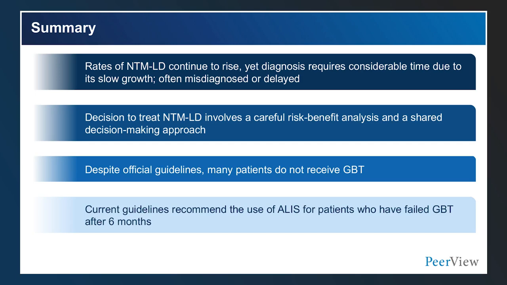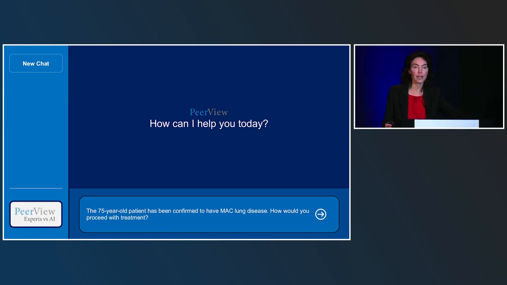Despite official guidelines, many patients don't receive guideline-based therapy, and they receive many therapies that may actually increase the risk for developing resistance, especially with azithromycin, which is the backbone of treatment and can portend a worse prognosis if they do have resistance. And then finally, current guidelines do recommend the addition of ALIS for patients who have failed guideline-based therapy after 6 months of therapy, and keeping in mind that treatment failure is really as it manifests with ongoing positive sputum cultures, with recommendations that you are going to be obtaining those cultures every month while on treatment if possible. So now we'll go to the experts versus AI treatment.